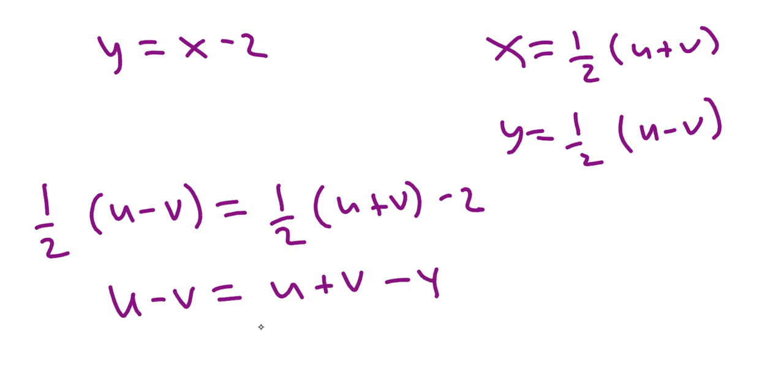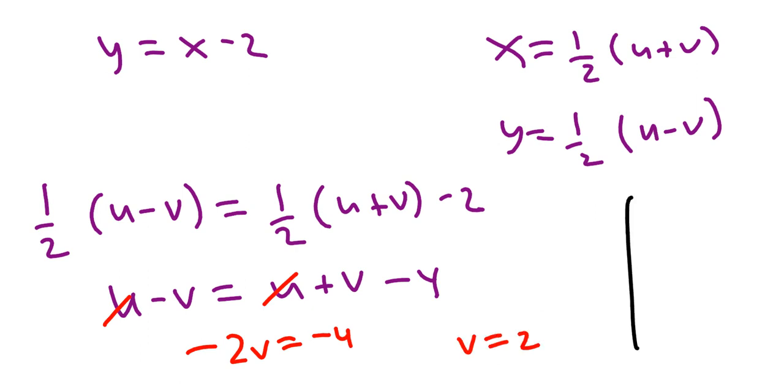And what do you notice then? So you might notice, for example, that the u's cancel from both sides. You get negative 2v equals negative 4, so v equals 2. But that's another easy graph. That's just you go up to v equals 2 and you draw a horizontal line.